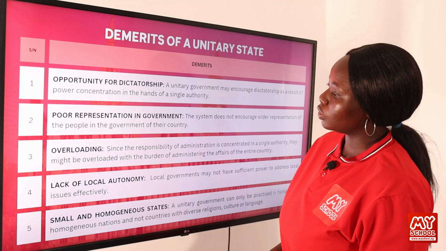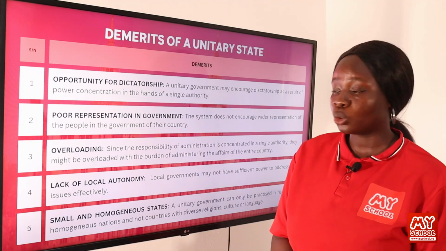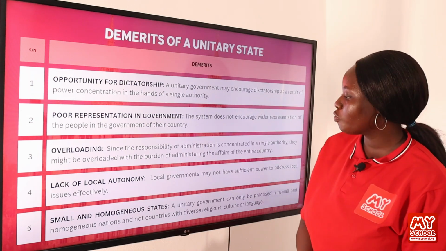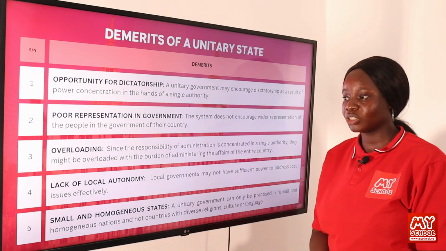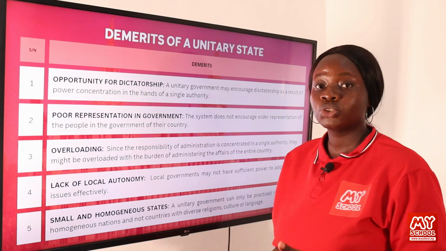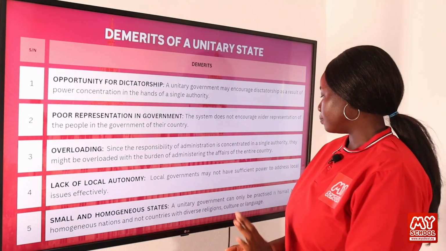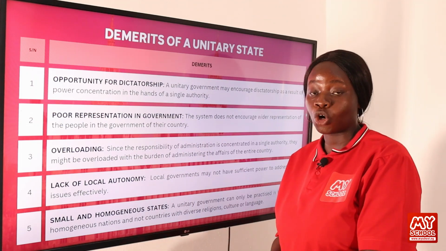So another demerit of a unitary state is the lack of local autonomy. Autonomy means freedom, independence. So local governments may not have sufficient power to address local issues effectively. Local government should be able to have the independence, the authority to address the issues within their community.